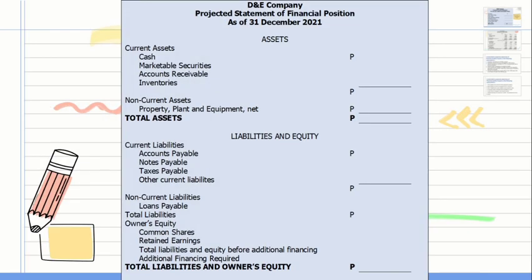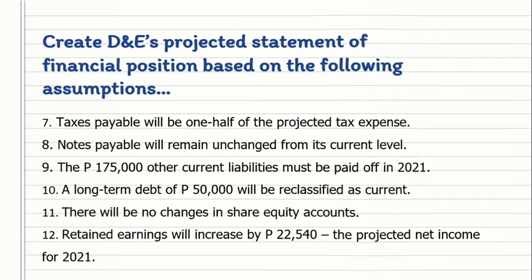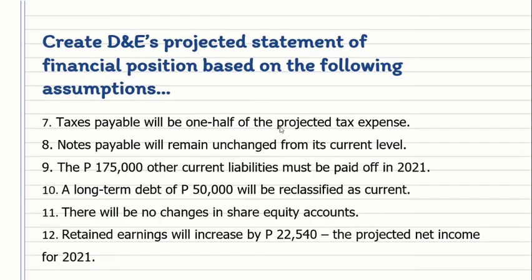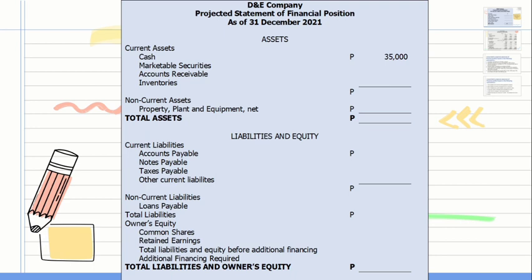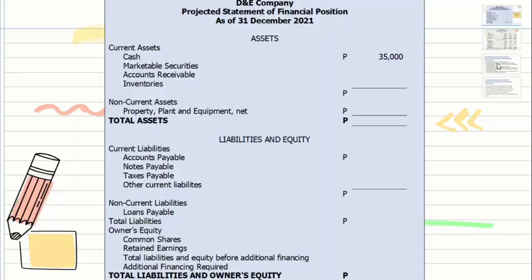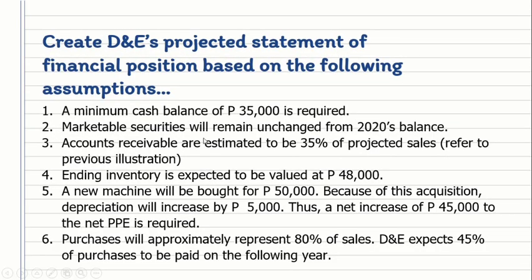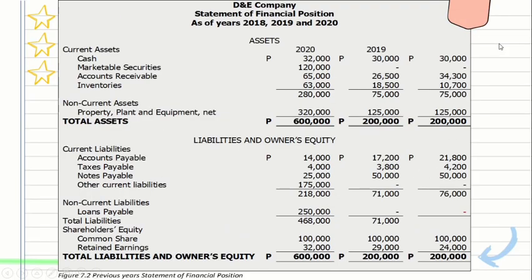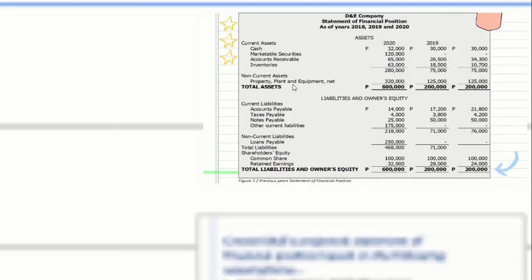So, to get our cash, unsa man atong cash? So, we have the assumption here that minimum cash balance of 35,000 is required. So, ang atong cash should be 35,000. Unya, we have our market securities. Marketable securities will remain unchanged from 2020's balance. So, mutan-aw ta, pila di ay ang market securities pag 2020. So, we have market securities of 120,000.